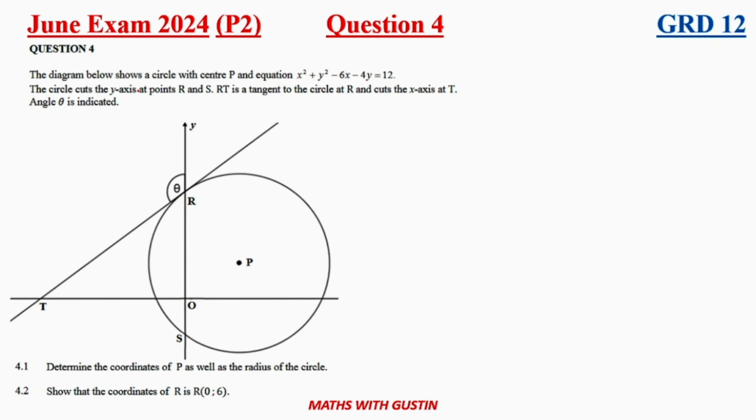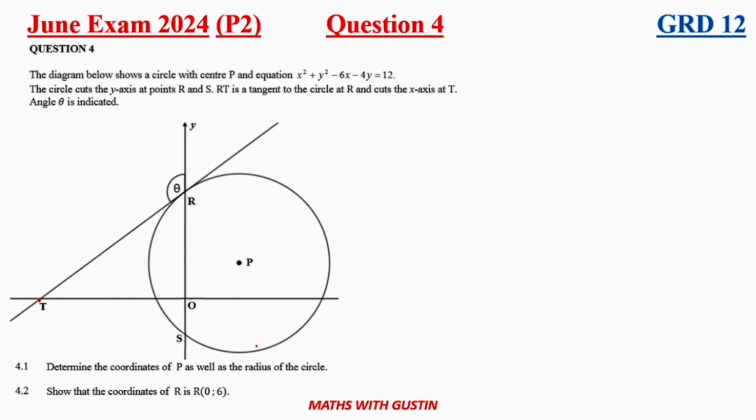The circle cuts the y-axis at points R and S, and RT is a tangent to the circle at point R and cuts the x-axis at point T. So we see all those points. Then we have the angle theta indicated on the diagram. So 4.1 said: determine the coordinates of P as well as the radius of the circle.